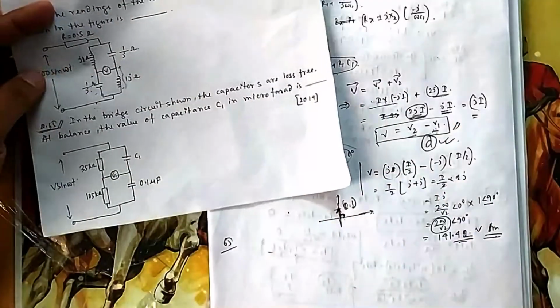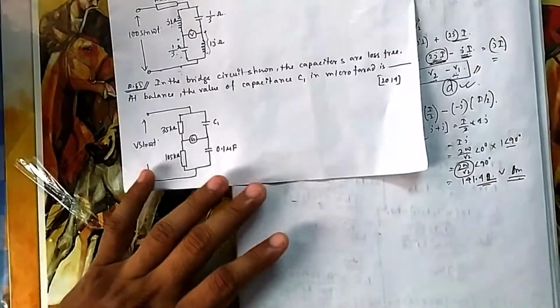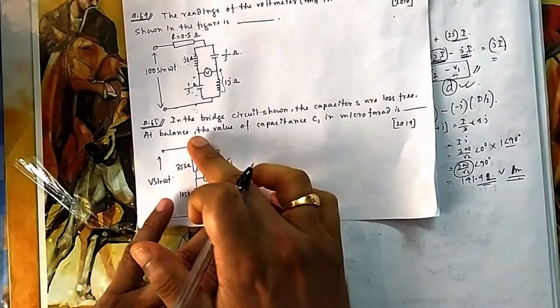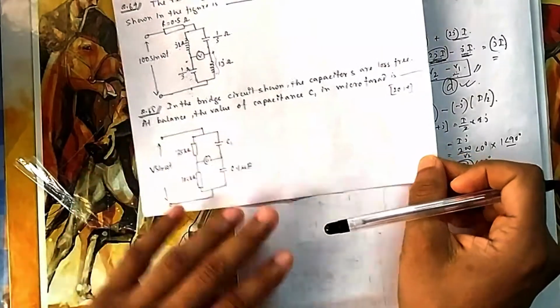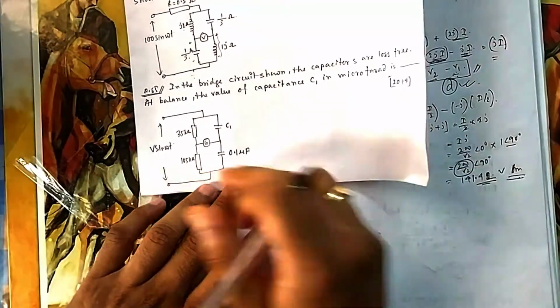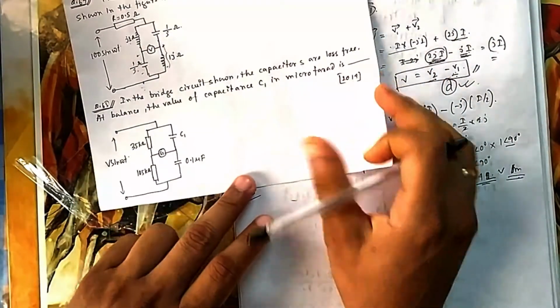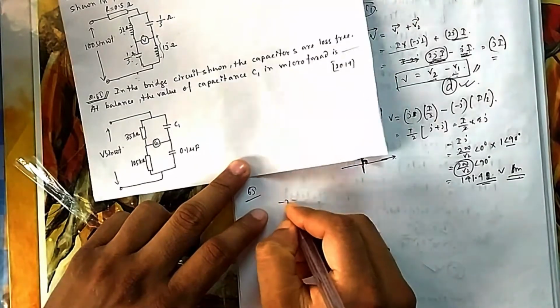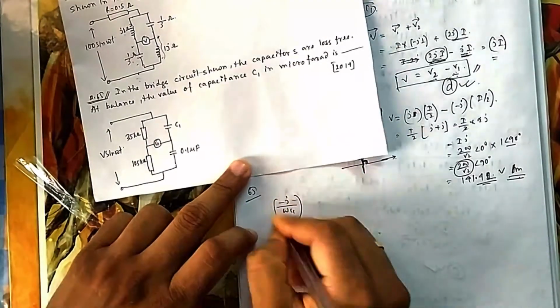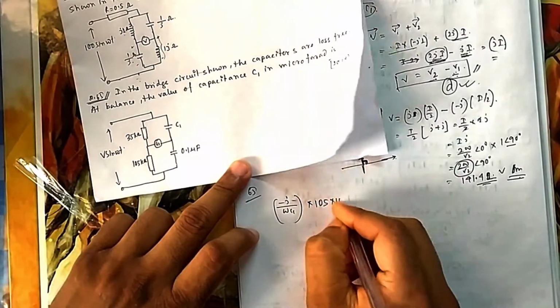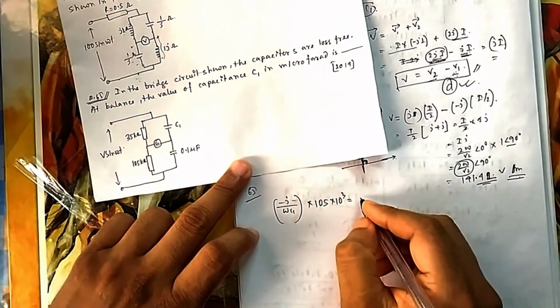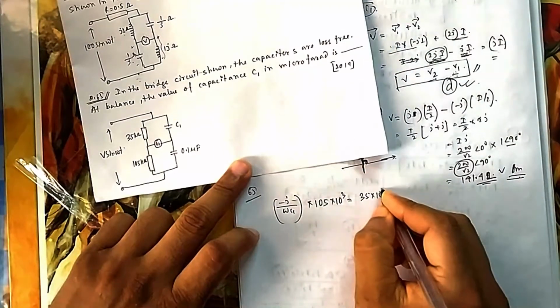Now if you come to 65, the bridge circuit shown, the capacitors are loss free. At balance, find the value of the capacitance C1 in microfarad. So for the balance condition, you take this into this multiplied by this into this. So you can do it minus J by omega C1. Suppose I am multiplying this and this, 105 into 10 to the power 3 is equal to 35 into 10 to the power 3.